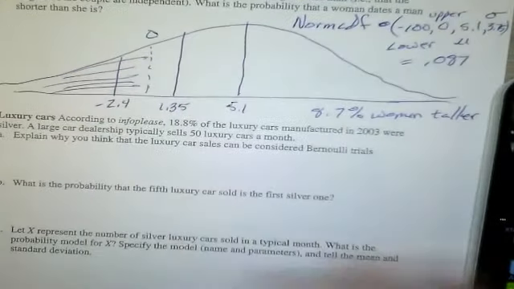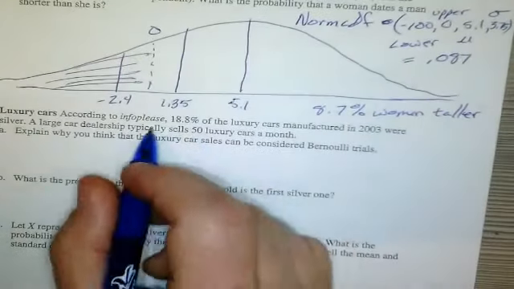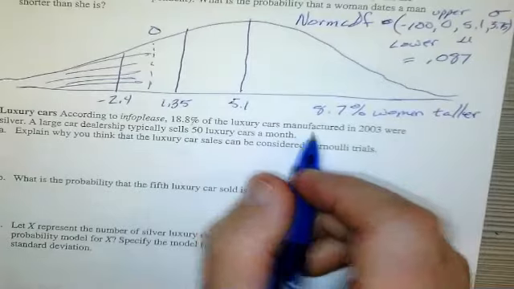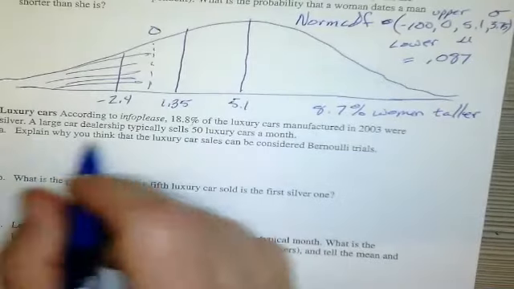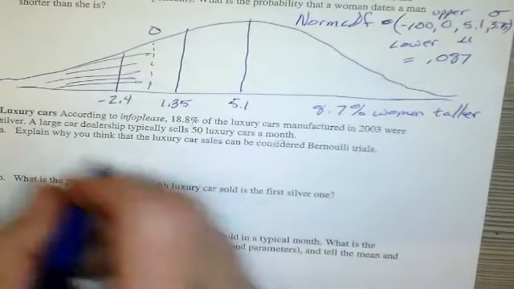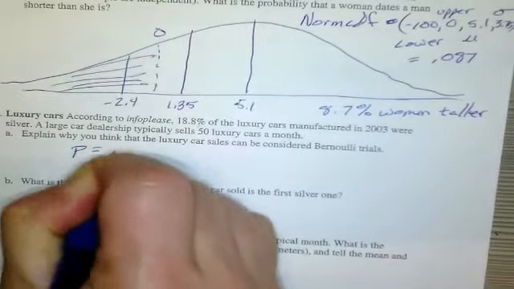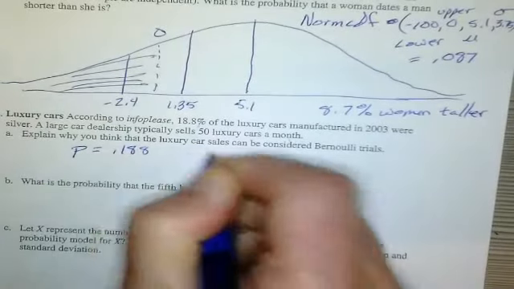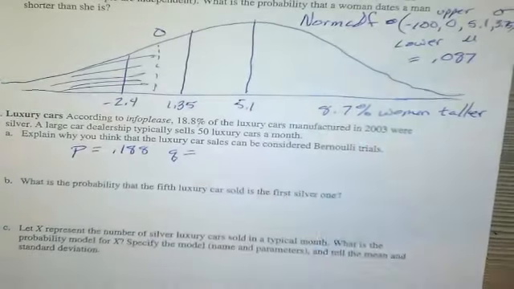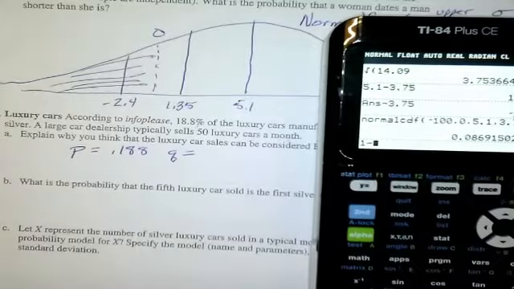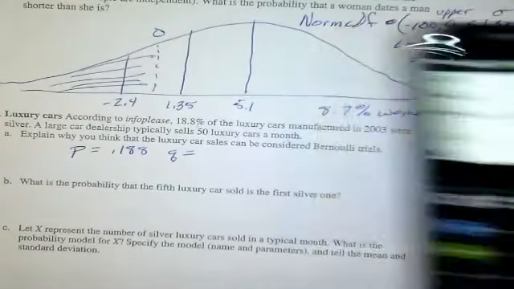Okay, so here we go on the last one. Luxury cars, according to info, 18% were silver. They sell 50 luxury cars a month. So here we go. So P is 0.188. Makes Q 1 minus 0.188, 0.812.